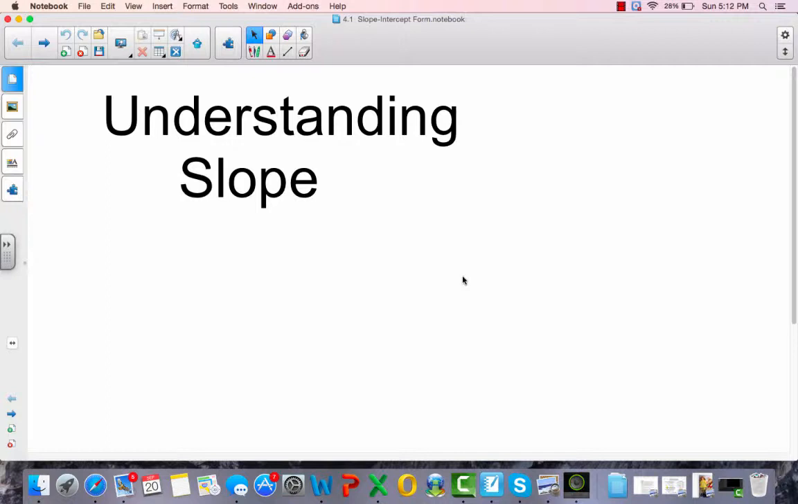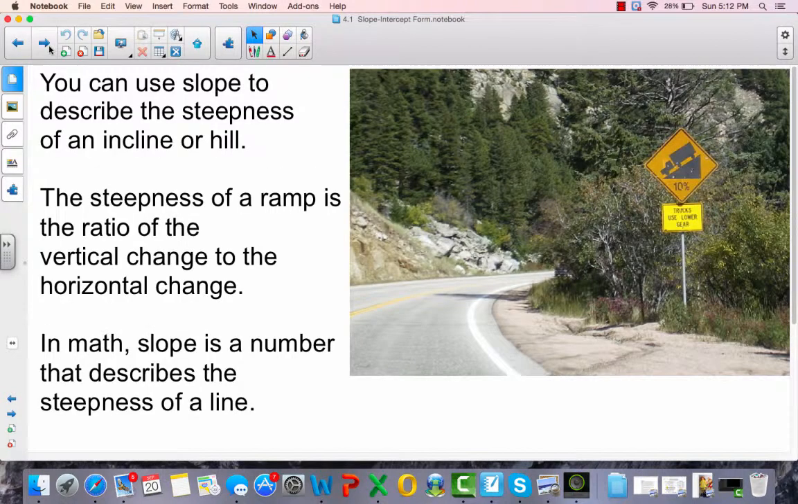What we're going to be doing first here is understanding a little bit about slope. Slope is how much something goes up or down over how much it goes across. You can use slope to describe the steepness of an incline or a hill, like this sign over here says that it has a 10% slope.